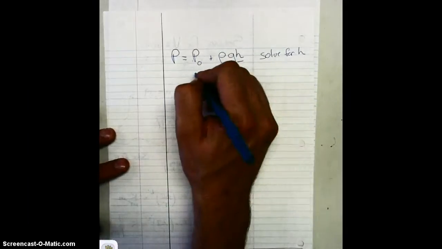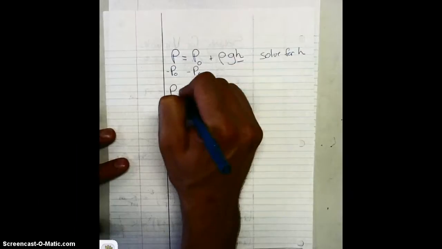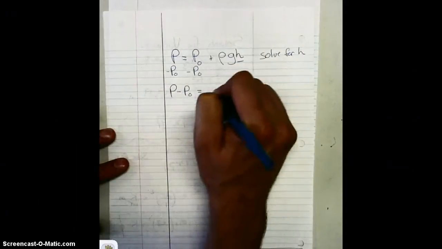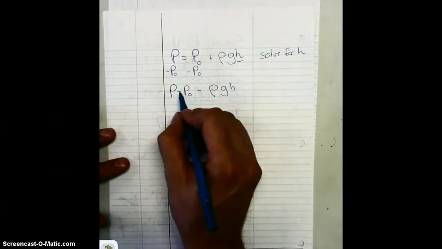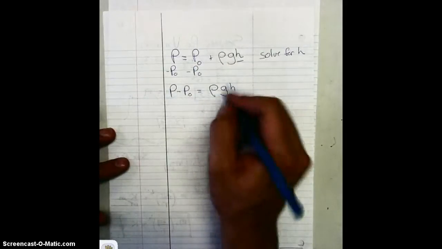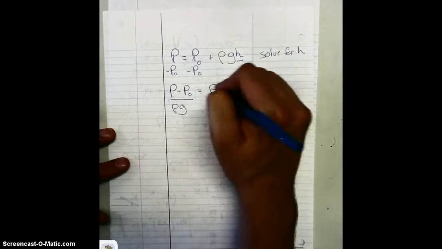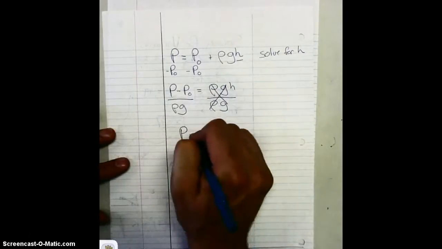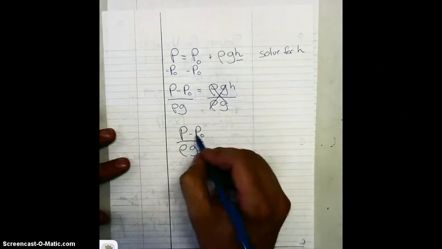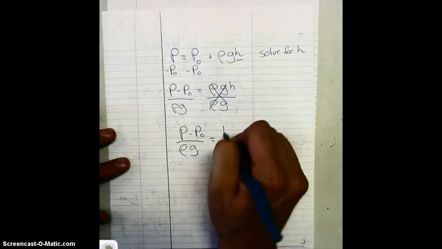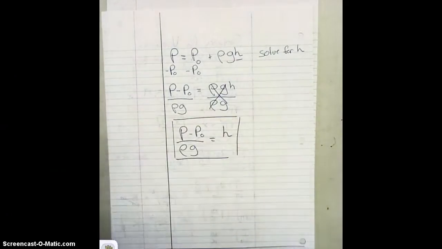So let's subtract the initial pressure from both sides. Now we're left with pressure minus initial pressure equals rho g h, and then we are going to divide both sides by rho g. And our final answer is going to be pressure minus initial pressure, over rho g, equals h. So that is your lesson on solving for variables.